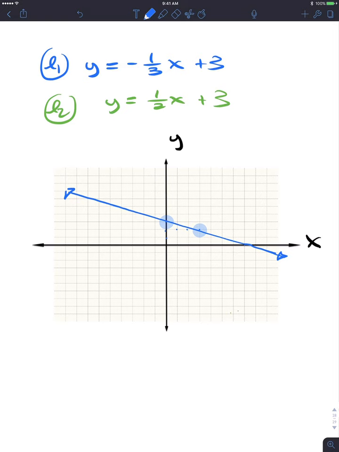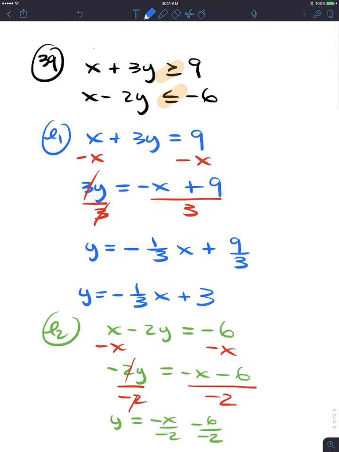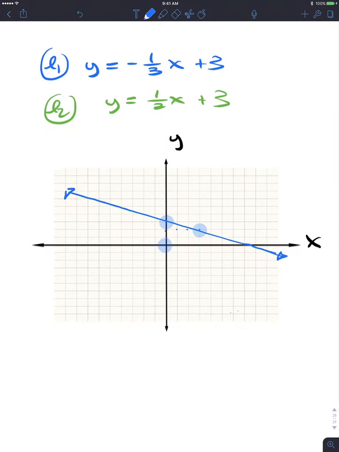Now notice the test point is available. That is x is 0, y is 0. So let's go back here. x is 0, y is 0. This means 0 is greater than or equal to 9. Well, that's a false statement. 0 is not bigger. So we shade the region to the right, the region that does not include our test point.